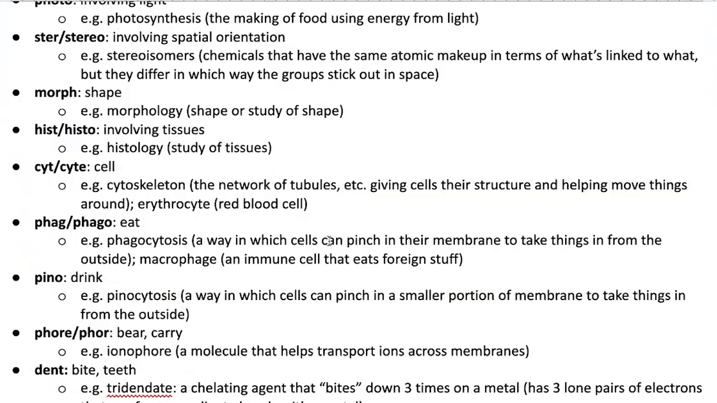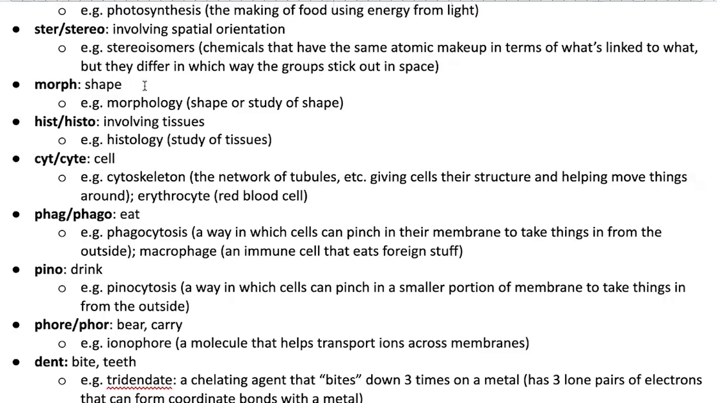Now let's look into shapes and things. So stare or stereo, this involves your spatial orientation. So stereoisomers, remember iso is different, and stereo, well now we're involving spatial orientation. Stereoisomers are chemicals that have the same atomic makeup in terms of what's linked to what, but they differ in the way that the groups stick out in space.